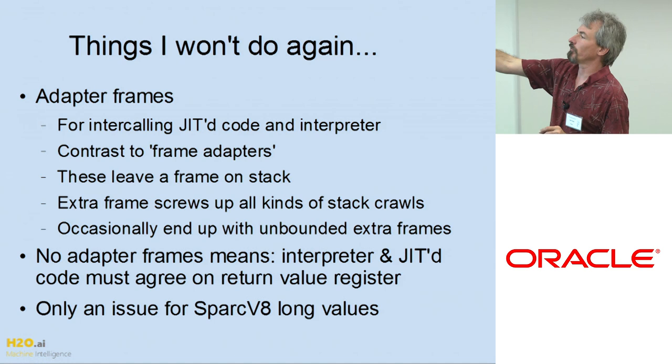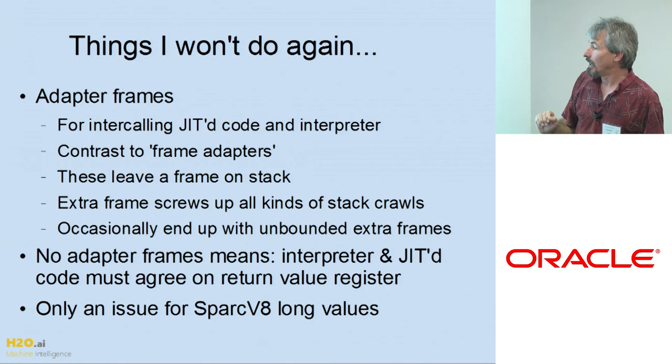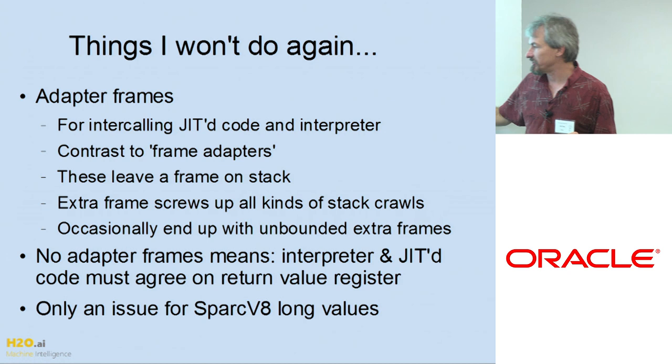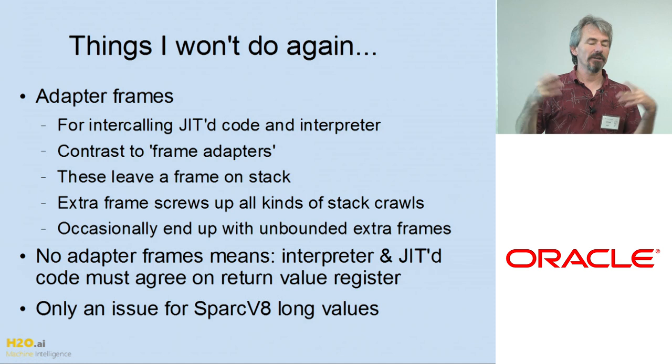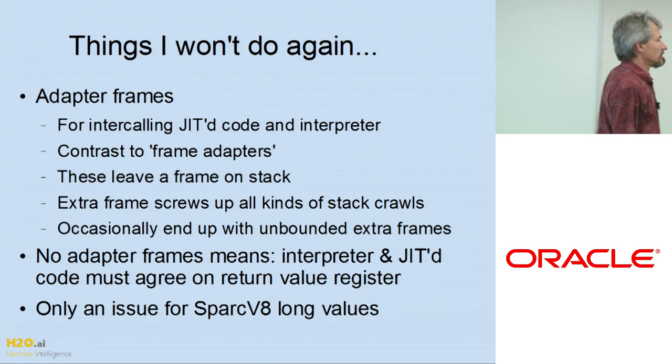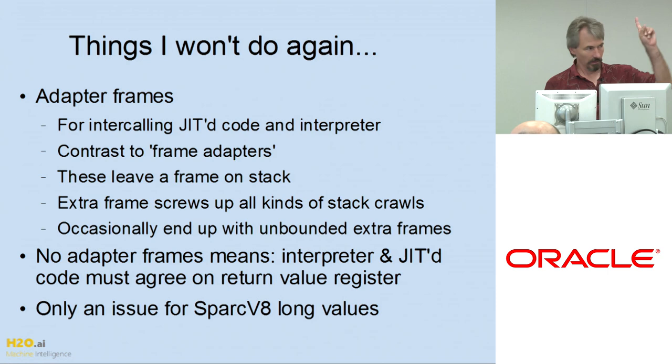It does let you reorganize the return address. And if you don't have one, then it means the return register has to be the same for interpreter and JITted code, which is not typically an issue. You're just going to pick a register that you're going to return a value in, and everyone agrees that that's the register they're going to return in. Don't do it. Don't put any extra frames on the stack. One frame per architected language frame, or fewer if you've got inlining.